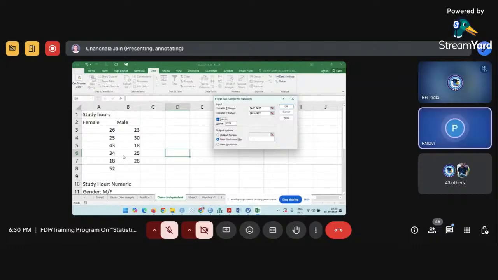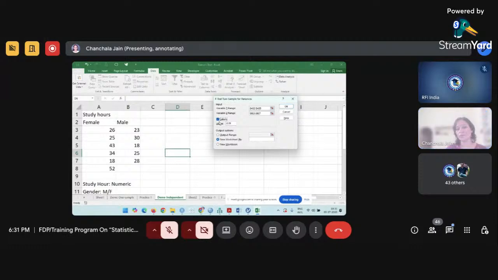Excuse me, ma'am. When you selected female, you selected all the females, till 52, right? And then in variable 2, we are selecting male, right? Okay, thank you. I think I told the range is A2 to A8 and B2 to B7. So I have to take the female word also in my range? Not necessary. If you are selecting the male and female labels, then you need to check this box. If you're only selecting the observations, in that case you do not need to check this box.